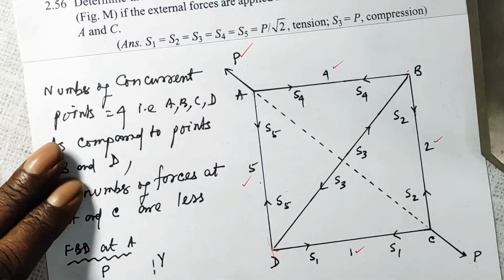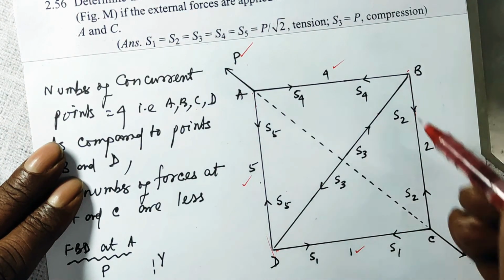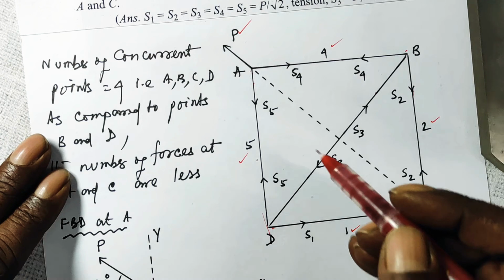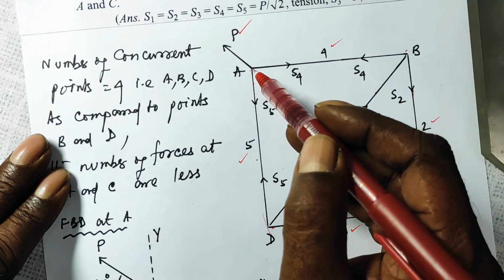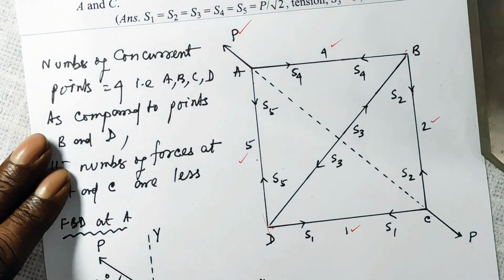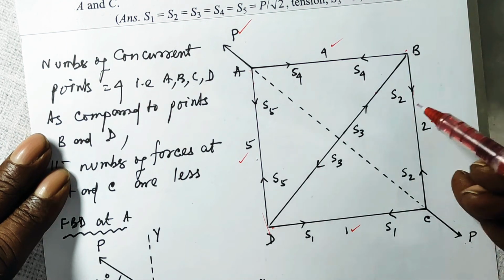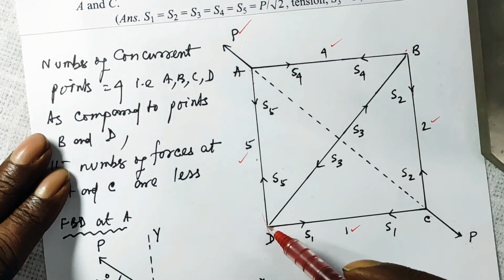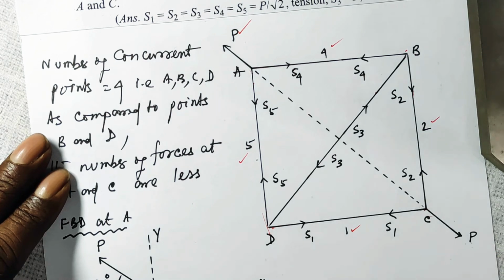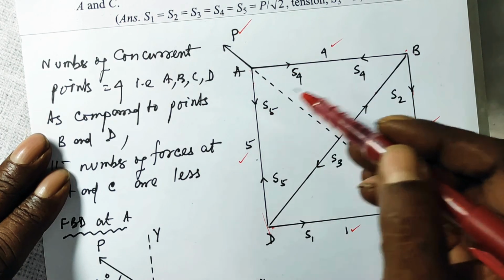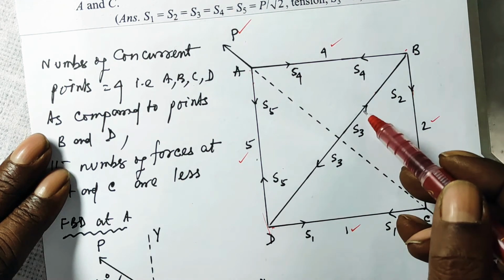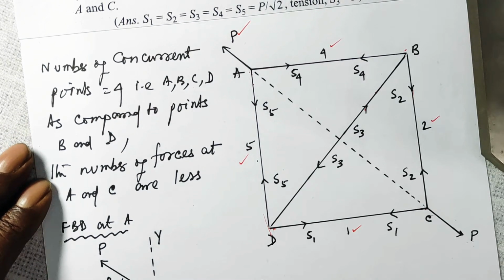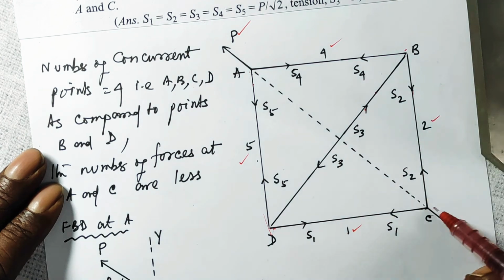Now, if you look at the number of concurrent points, A, B, C, D, they are all concurrent points. Concurrent means passing through the same point. If you look at the point A, there are 3 concurrent forces. Similarly this point is also concurrent, this point is also concurrent. Initially these black arrows were not given in the book. I have drawn them for your understanding. So the number of concurrent points are 4, A, B, C, D.